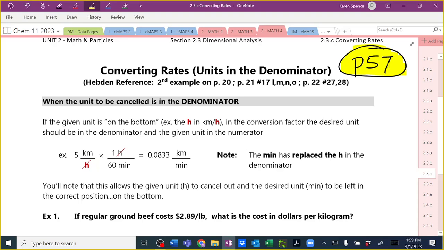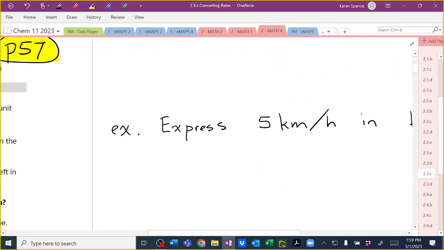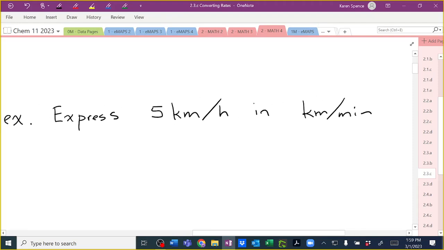So we are looking at converting rates. A rate is where you have 1 unit on the top and 1 unit on the bottom. It's something per something else. And so we'll be looking at instances where we are converting the unit which is on the bottom, okay? So for example, we have this little example here, but I'm going to do it over here, all right?